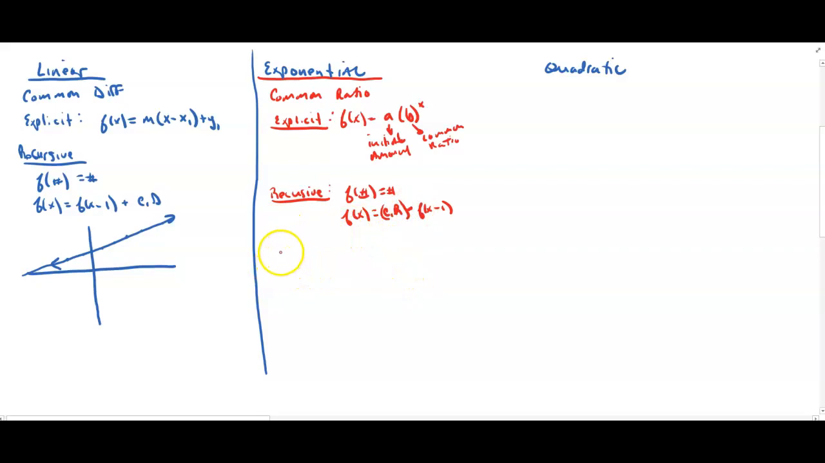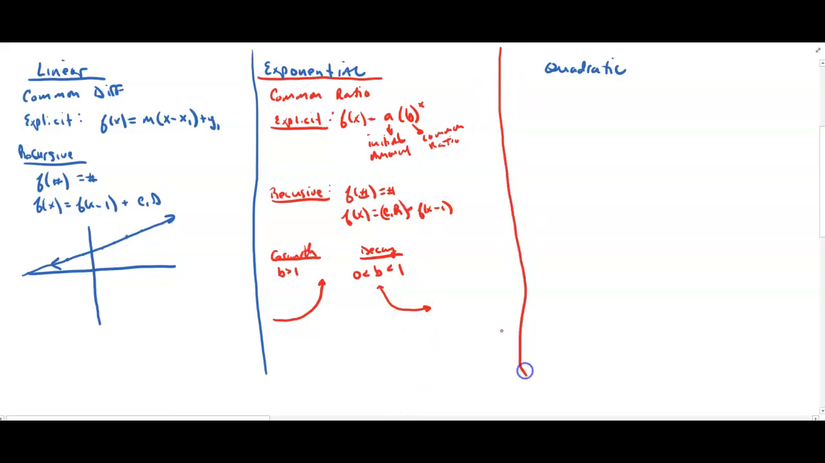Now when you graph this, we have exponential growth. If we have growth, that means b is greater than 1, and your function starts out small and grows quickly. We have decay, and decay is when b is greater than 0 but less than 1. And that starts high and decreases really quickly.